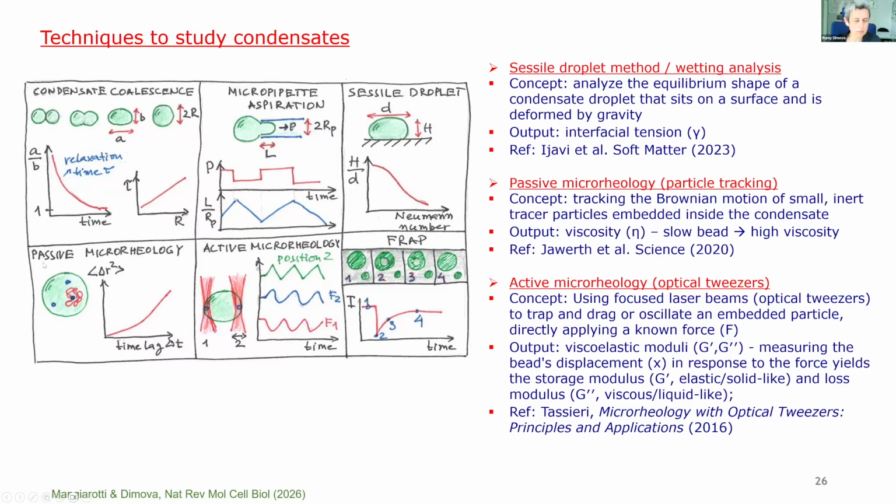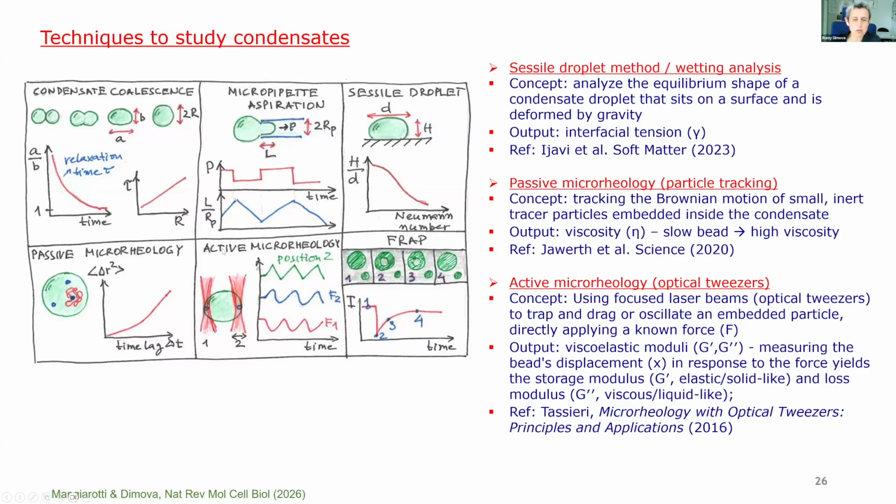The other one is passive microrheology, where you take small particles that partition into your condensate, and then you track their Brownian motion. If you then plot the mean square displacement as a function of the different time intervals, you are practically going to learn something about the viscosity of this condensate. So slower movement means high viscosity.